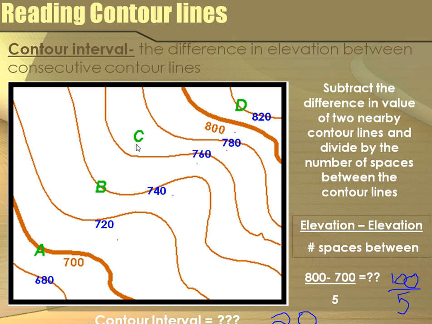Ooh, C is not on a line. What do we do? All right, what we do know is that it's not 760 and it's not 780. It's somewhere in between. It could be anything from 761 to 779. You might call it 770. That's fine. Anything in this range would be an acceptable answer.